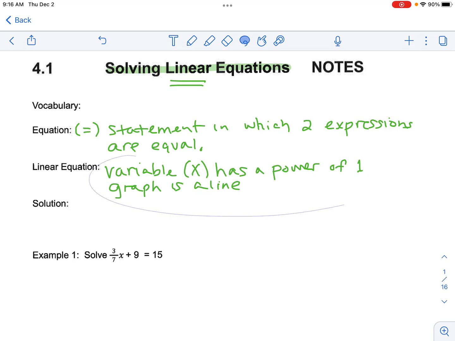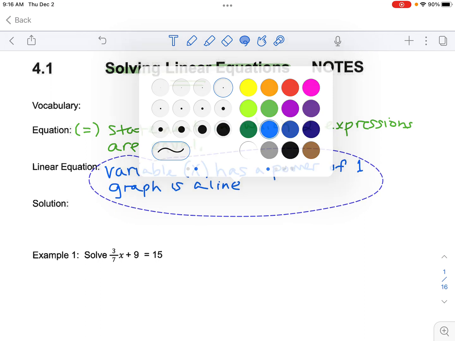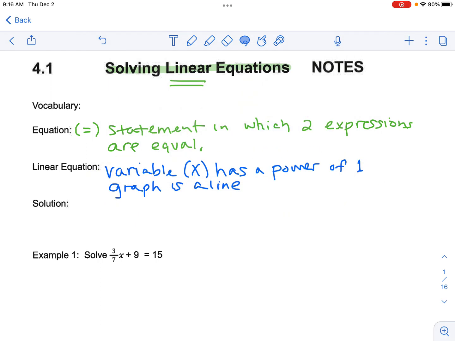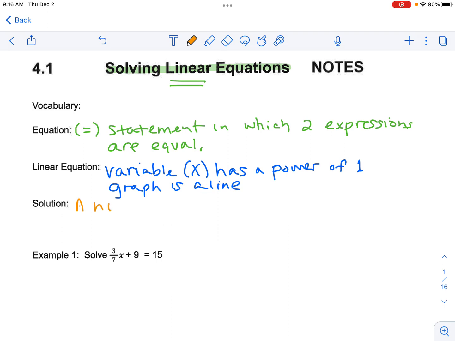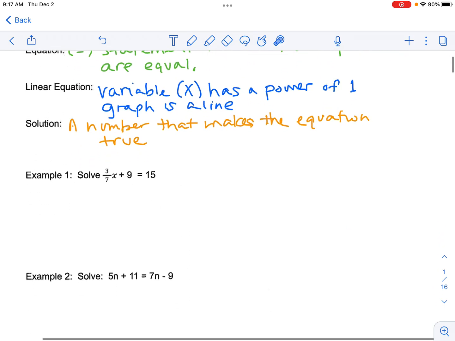Okay, and the solution then, let me just change that color, there we go, just to separate the vocabulary. So a solution to a linear equation is a number that makes the equation true. In other words, it satisfies the equation. So if we look again down this first example, it's the value for x, so that when I put x here, multiply it by 3/7 and add 9, I'm going to get 15.